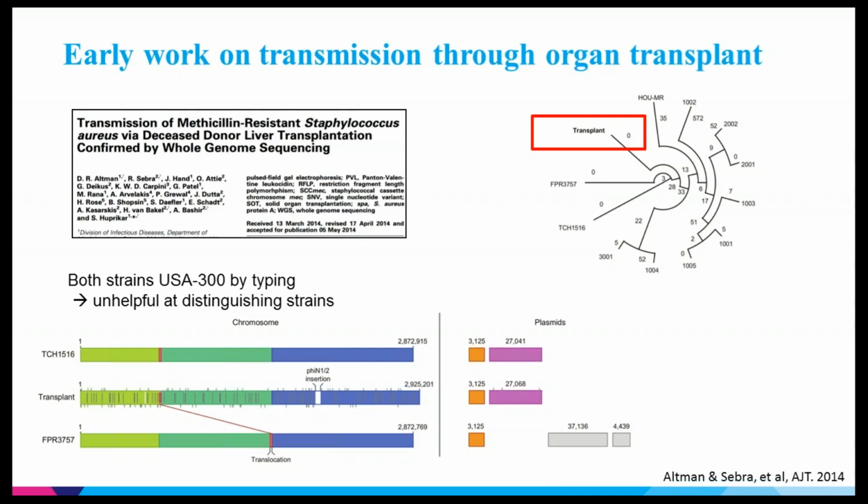And then indeed, within several days after the transplant, the recipient developed a MRSA bacteremia. So to investigate this case, we did whole genome sequencing on both the donor isolate and the recipient isolate, and we showed that they were genetically completely identical, confirming that this was indeed a transmission through a donor organ transplantation.